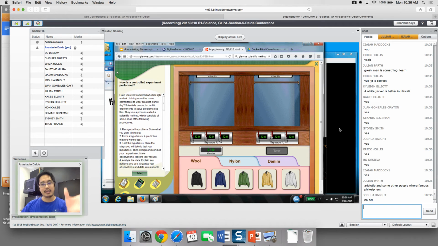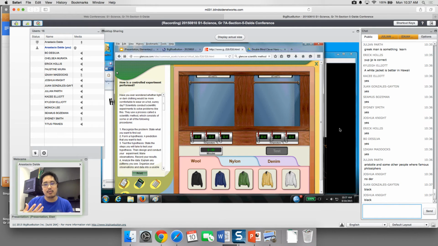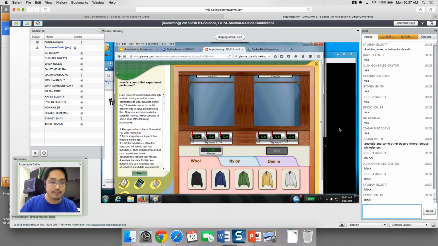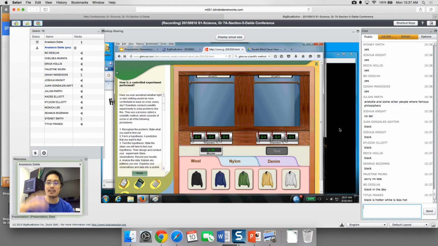which jacket will be the warmest? You folks have already given me some ideas. I got Keeley who's saying the white jacket is better in Hawaii. What else? What are your thoughts? Which jacket will be the warmest? Or give it to me in an if-then statement. If I wear a blank color jacket, then it will blah, blah, blah. Don't just tell me a color. Tell me, if I wear something, then this will.